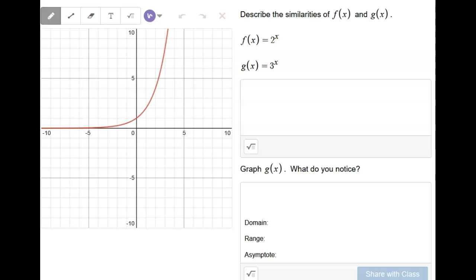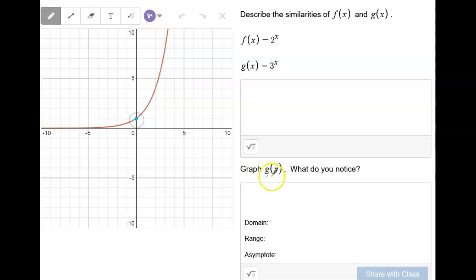Okay, so similarities of f of x and g of x. Well, again, we talked a little bit about this before. They both have x as an exponent. The difference though is that this one has a base of 2 and this one has a base of 3, but they are both going to go through the point 0, 1.